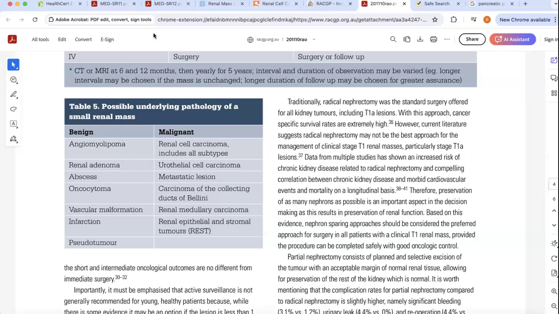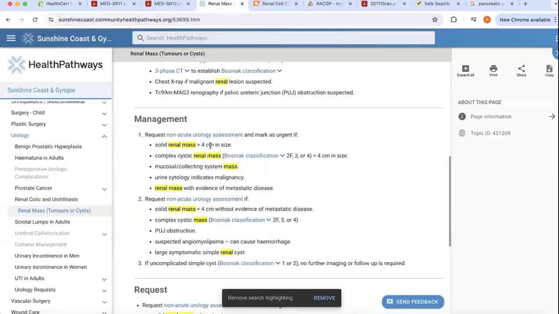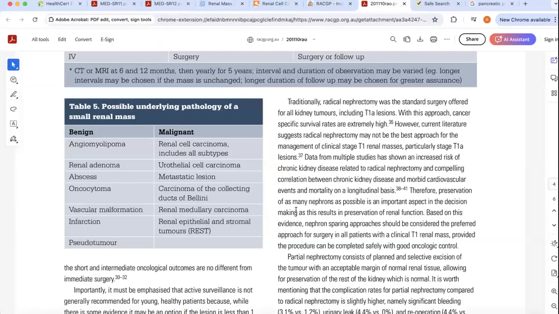Okay, so these are the main things. Solid renal mass more than 4 centimeter, complex cystic renal mass with a Bosniak classification 2F, 3 or 4, more than 4 centimeter, or renal mass with evidence of metastatic disease. So just remember solid more than 4 because that's usually what will be given. Then you send the patient for biopsy. Biopsy will say if it is a cancer or not.